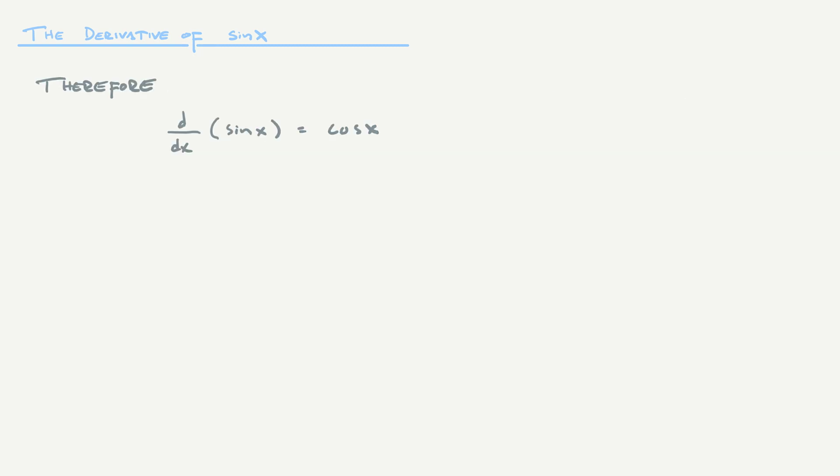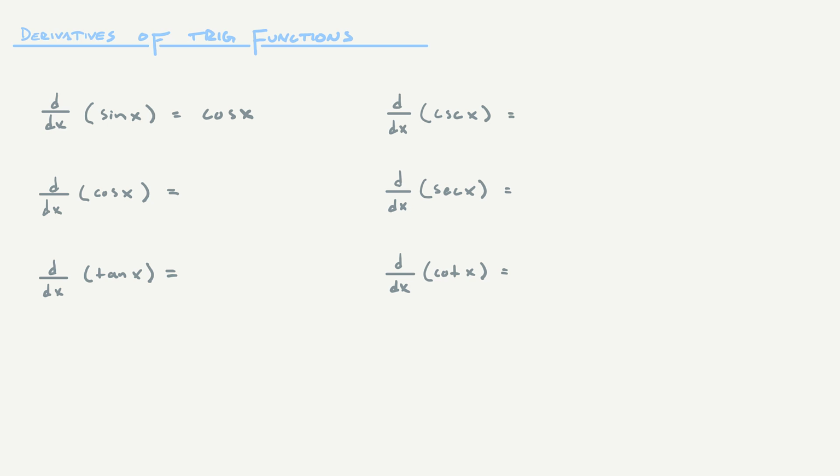All right, so the derivative of sine of x has been mostly shown to be the cosine of x. Phew, bit of work. We got 5 more to go.